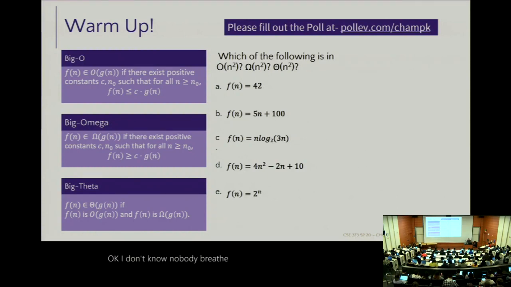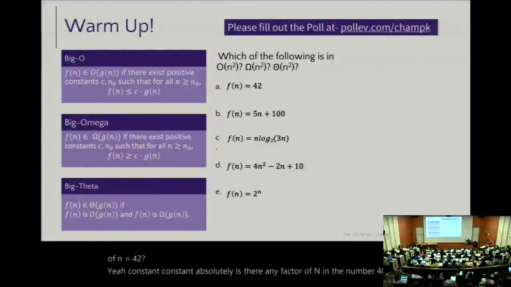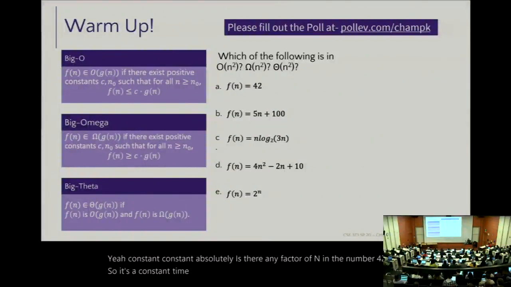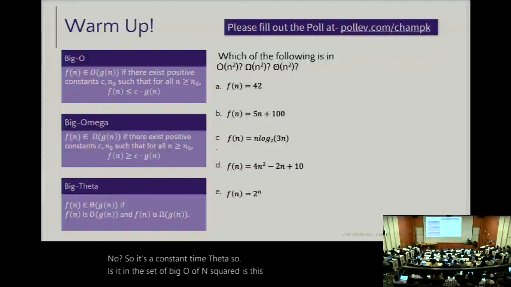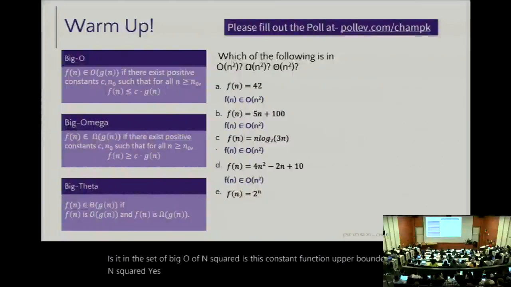All right, let's talk about these finally. Okay, so f of n equals 42. What is the big theta of this f of n for part A? What is the big theta of f of n equals 42? Constant, absolutely. Is there any factor of n in the number 42? No. So it's a constant time theta. So is it in the set of big O of n squared? Is this constant function upper bounded by n squared? Yes, I agree.